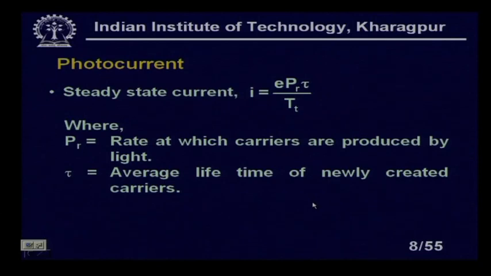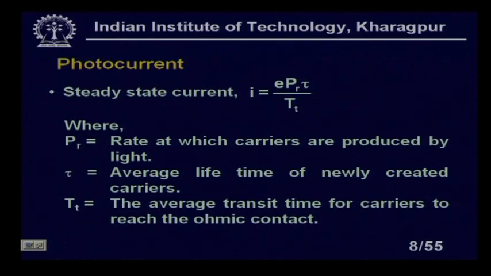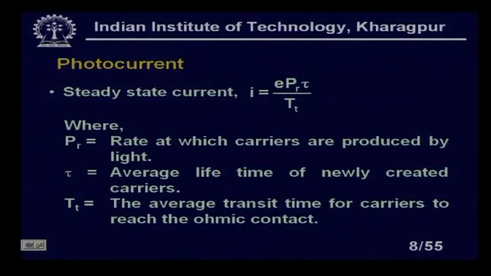Tau is the average lifetime of newly created carriers, because whenever the electron hole pair is generated, there is a chance of recombination. So, this is the average lifetime, because once it is recombined, that current cannot be detected at the output. Small t is the average transit time for carriers to reach the ohmic contact, because any semiconductor device must collect the current outside, so the carriers must reach the ohmic contact, so that it will pass through some ammeter and some detectable current will be observed. And E is the electronic charge here.